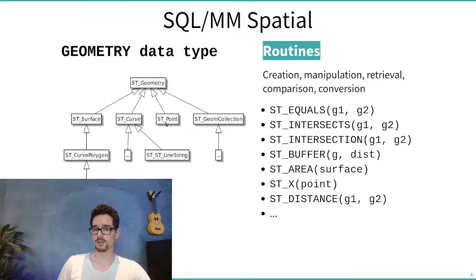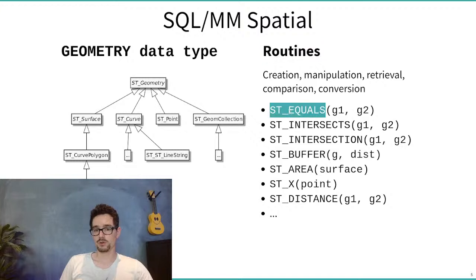So let's take, for example, ST point. That's the easiest one. That's a zero-dimensional data structure. It just has an X and Y coordinate. A line consists of multiple points, a line string. So a line consists of 2 points, and a line string in general consists of 2 or more points. It can be a closed line or just a line like a river and so on.